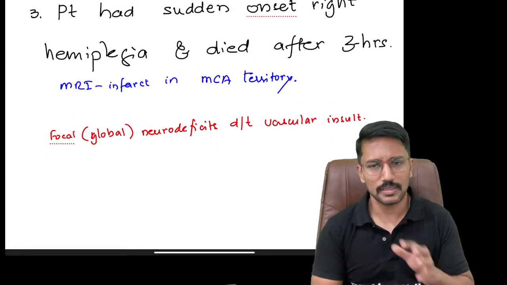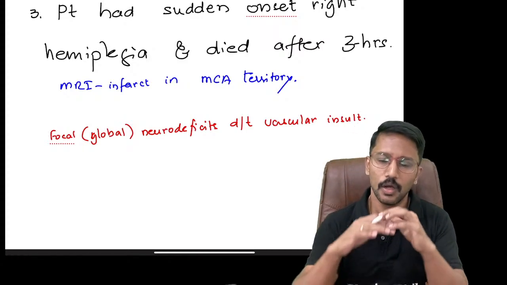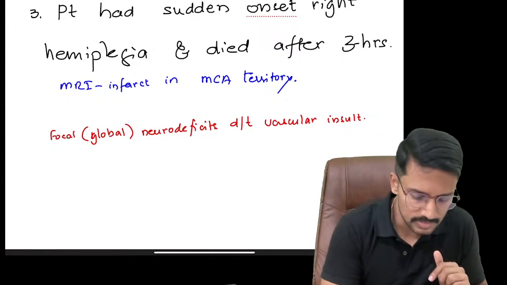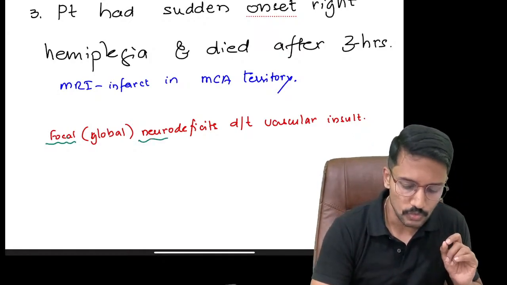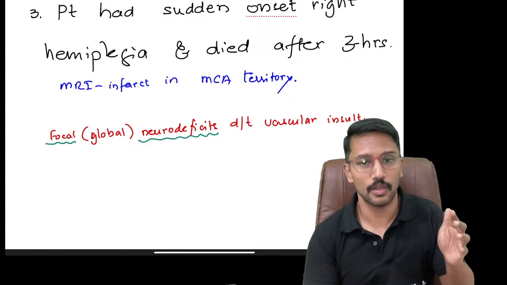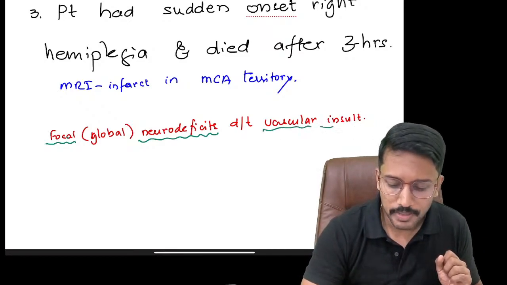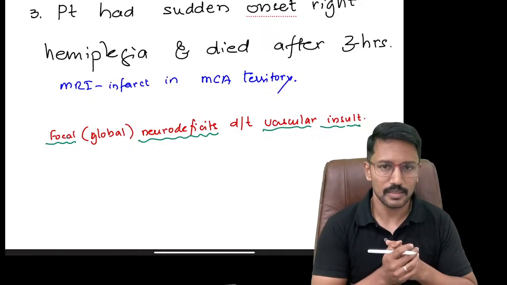When I say focal, means some part of the brain is becoming dysfunctional. When you say global, whole of the brain is becoming dysfunctional. Most cases of stroke, it is generally some part of the brain that is becoming dysfunctional, leading to loss of functions of that area of the brain. And this is happening because of a pathology affecting the blood vessels, right? That's why I'm using the term vascular insult.